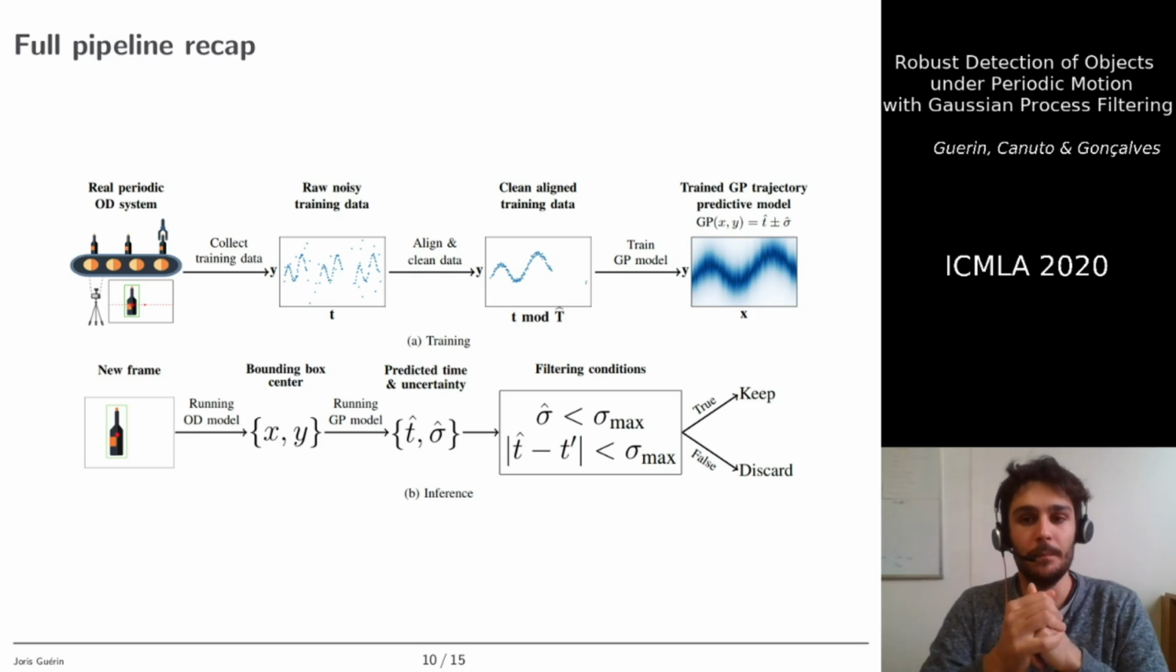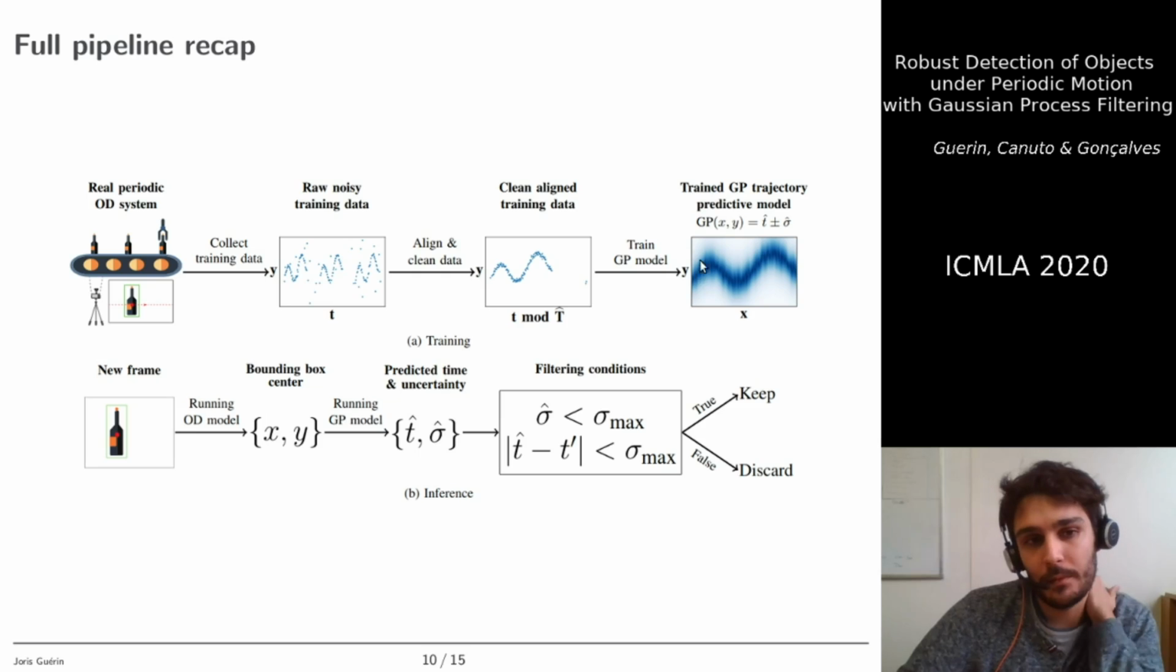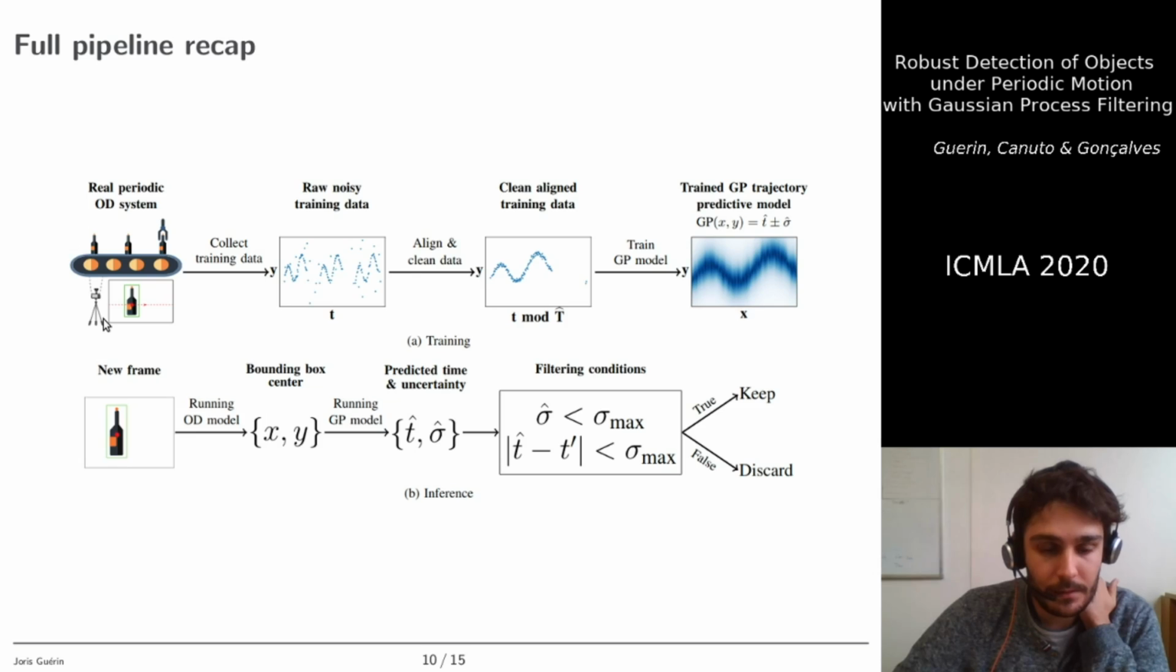So before showing more results, let's do a quick recap about the method. We have a real system where an imperfect object detector is running, and the objects to be detected follow always the same trajectory in a periodic way. First of all, we run the model on the real system for a few iterations and obtain something like this, with noisy data. Then we derived an automatic method to clean this data and align it.